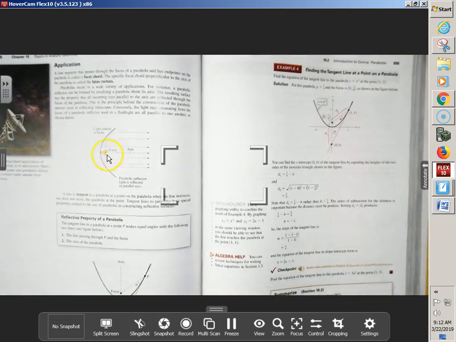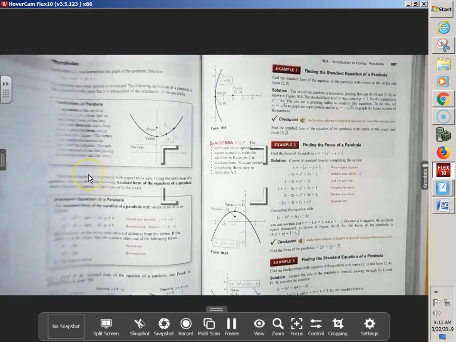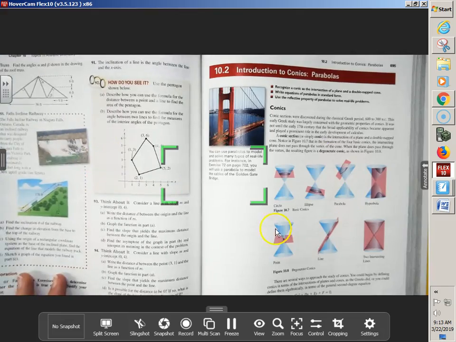Ooh, look. It's a light bulb and a parabolic reflector. Interesting. Oh, conic sections.